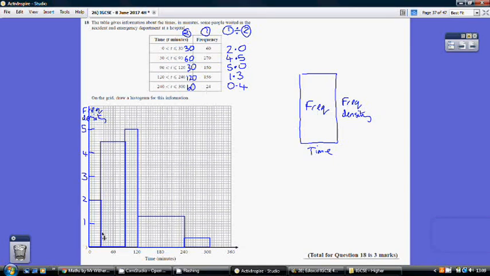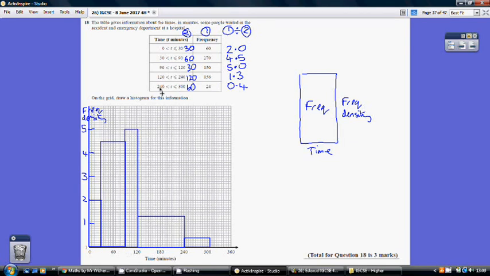So I've then chosen an appropriate scale to use as much of the graph paper as I can. I can see my biggest frequency density is 5, so that's why I've chosen this scale on the left. And then it's easy. This first bar is just 30 along and 2.0 up. The second bar is 60 along from 30 to 90, yet 4.5 up. This third bar is 30 wide, going from 90 to 120, and that's a height of 5.